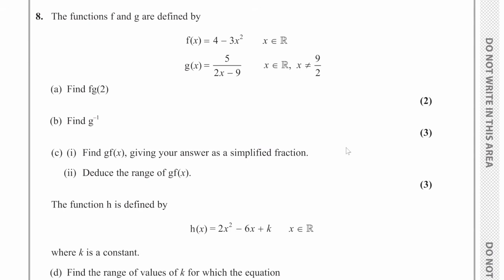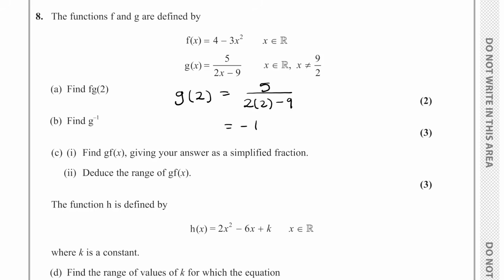The functions f and g are defined by f of x is 4 minus 3x squared, g of x is 5 over 2x minus 9. Find fg of 2. So we're going to find g of 2 and then substitute it into f. So we've got 5 over 2 times 2 minus 9. 5 over negative 5 is negative 1. That's not the answer. We need to substitute that into f.